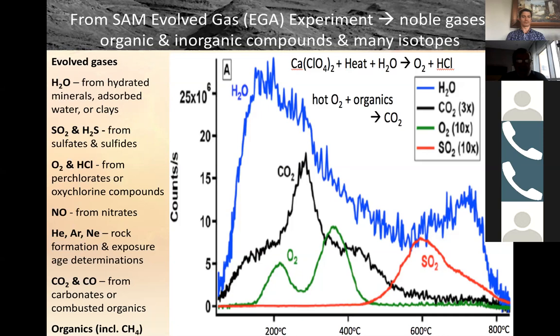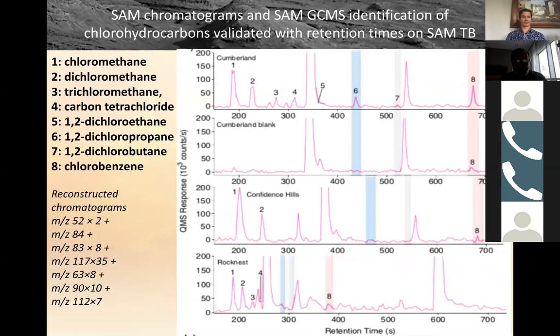Some other things can give off carbon dioxide, like carbonates, but they're usually at a high temperature. So we think this CO2 and the CO are basically from organics being combusted in our ovens. But nevertheless, we're finding organics that don't get combusted.